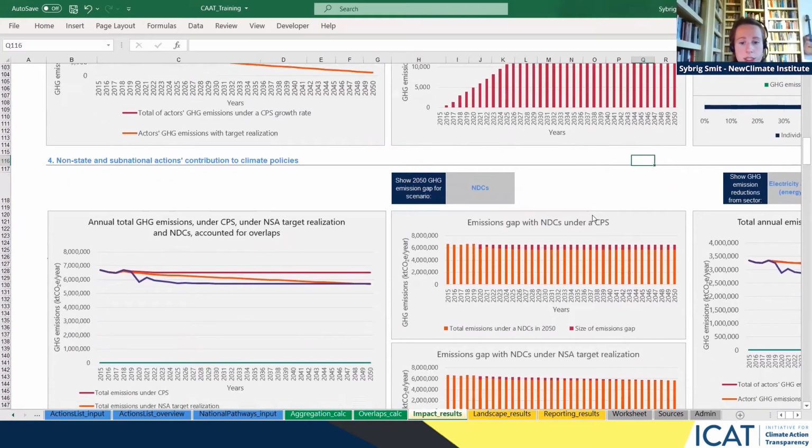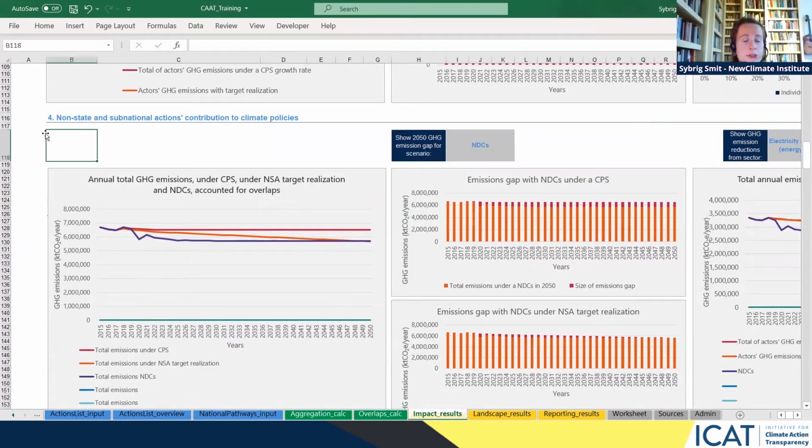Then, because we have chosen the third assessment objective in the assessment input, we see this fourth section of results, namely the non-state and subnational actions contribution to climate policies. So we've inserted our NDC scenario, in this case the dark purple line, and we can see to what extent sub and non-state action contributes to that scenario.